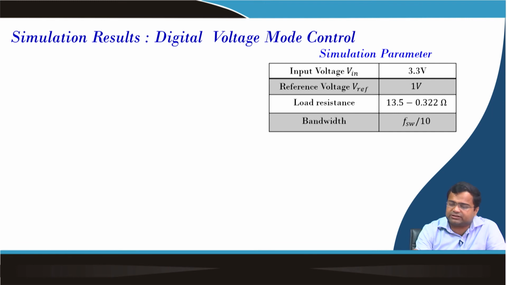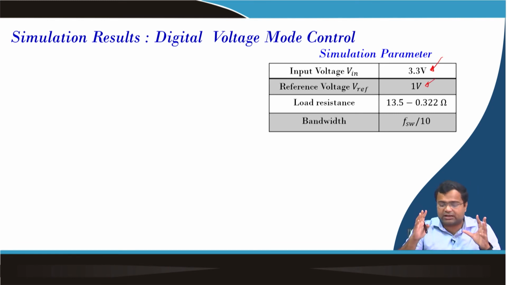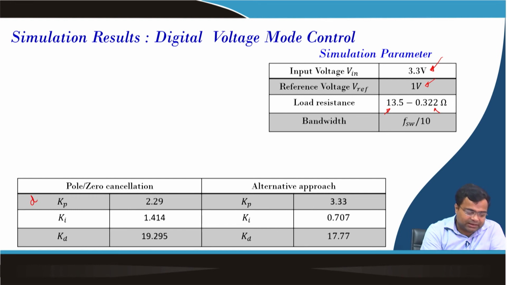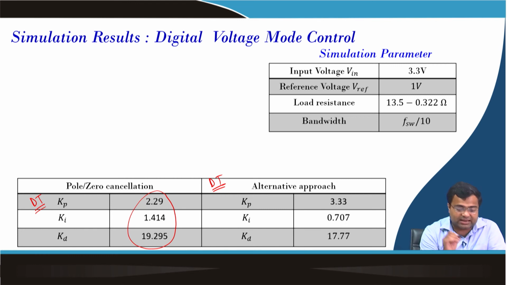First, we are considering input voltage 3.3 volt, output 1 volt, and we are making a load transient where the load resistance is changing from 13.5 to 0.32 ohm. That means a load step size of around 3 ampere, and we got the design Kp, Ki, Kd in discrete time for pole zero cancellation. These are all discrete time gains. So, we are getting Kp, Ki, Kd in pole zero cancellation like this, and the alternative approach like this.